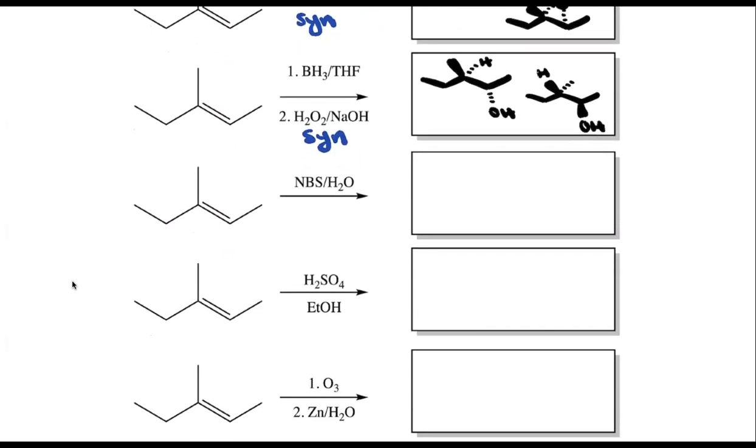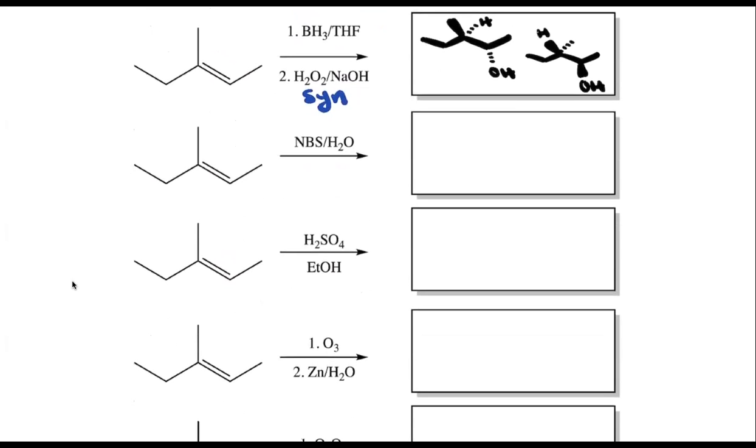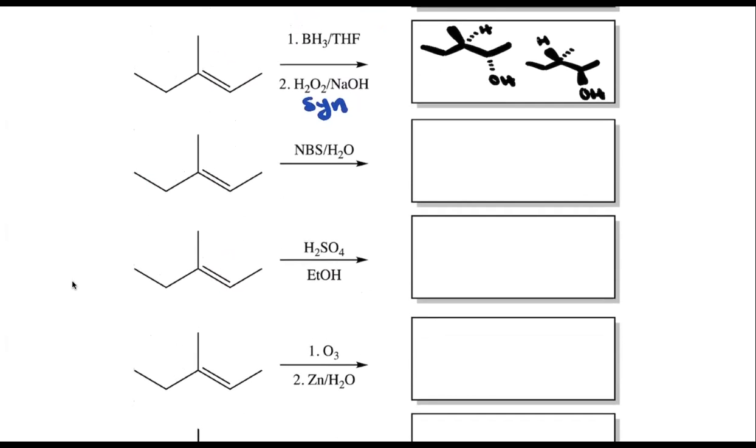NBS and water, syn, anti, or both? Anti, right? Because remember, the whole premise of that mechanism is that you undergo that bromonium ion and you have to break it by attacking from the opposite side. So for this, your bromine ends up on one side and then your alcohol on the other. Remember, because it's water, you're adding in an alcohol. And same thing over here.